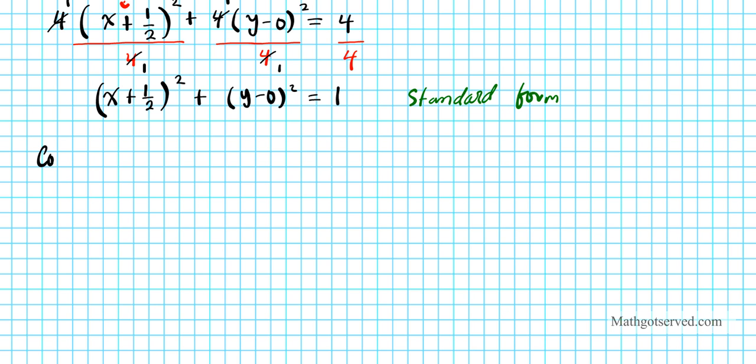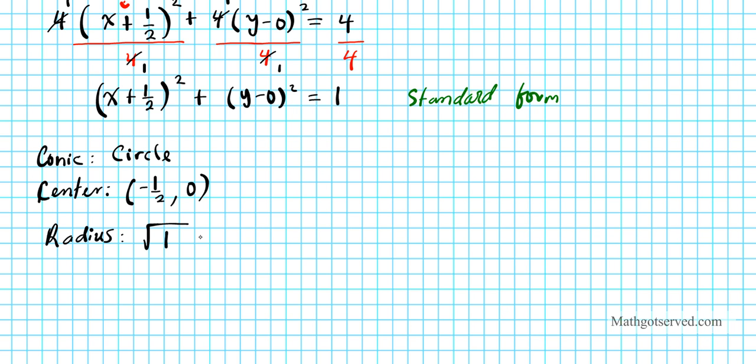So here, the conic description is a circle. We have 2 squares, a plus, and the denominators of these quantities are both 1. The center, you do the opposite of the numbers next to the variables, negative 1/2 and 0. And then the radius is going to be the square root of the constant to the right side of the equation, which is 1. So square root of 1 is 1. So what we're going to do is we're going to go 1 in all directions. Okay, 1 to the right, left, up, and down. Okay, now we have all the information we need. We can go ahead and graph this conic.